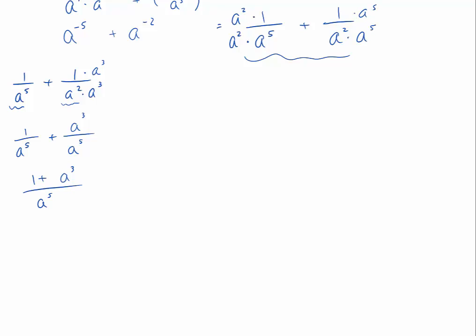Then what I get is a squared times 1 is a squared all over, and our common denominator is a squared times a to the fifth, which is a to the seventh, plus a to the fifth over a to the seventh. Now I have a common denominator, so I can combine that to say it's a squared plus a to the fifth over a to the seventh.